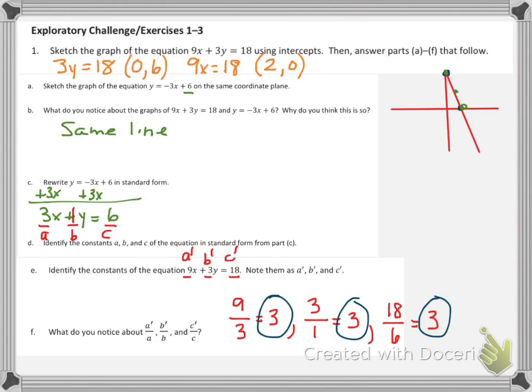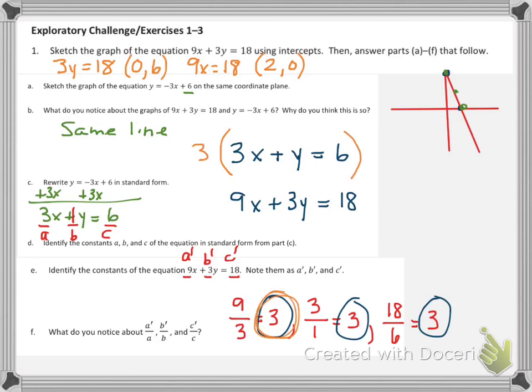Our first equation in standard form was 3x plus y equals 6, and our second equation was 9x plus 3y equals 18. I noticed this: if I multiply all of these numbers by this 3, I'm going to get my second equation. 3 times 3x, that's 9x. 3 times y, that's 3y. And 3 times 6, that's 18. So what I'm figuring out here is that I can take a linear equation in standard form and multiply it by a constant, and it's still the same line. All right, let's see if that holds up.